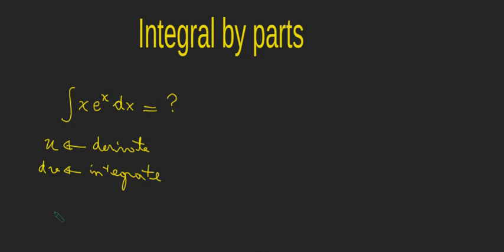Let me put here a table in order to evaluate this expression right here. I will divide it in two parts. One part will be the polynomial part x, and the other will be the exponential part. Here I will put a column for derivative, and here a column for integral.